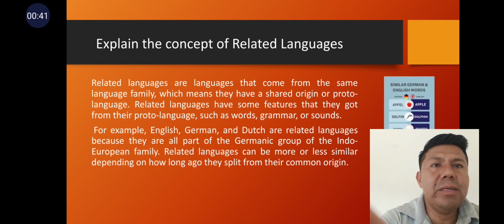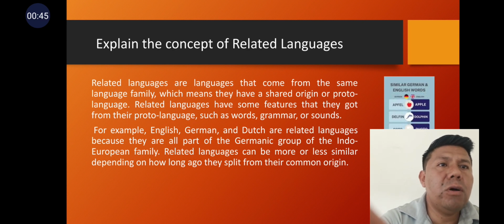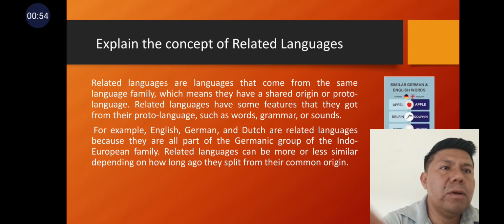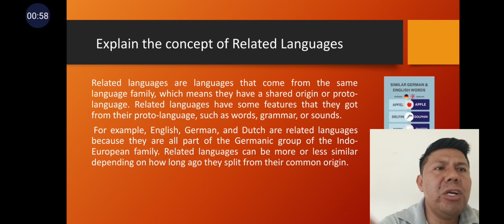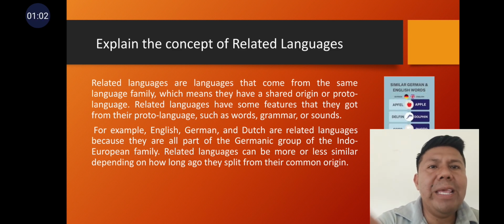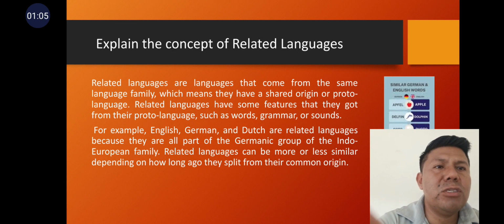In the next slide, we have the relation of languages, or related languages. Related languages are languages that come from the same language family, which means they have a shared origin or proto-language. Related languages have some features that they got from the proto-language, such as words, grammar, or sound.